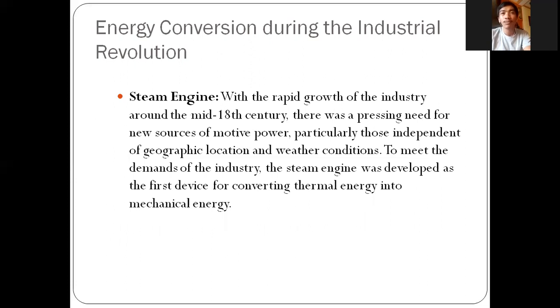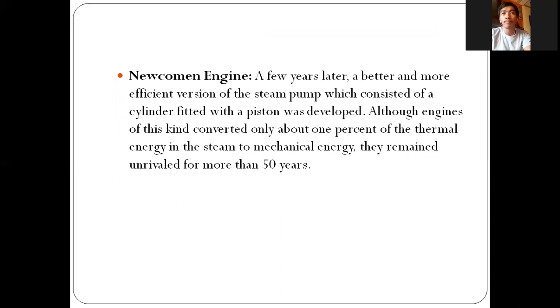Evolution during the Industrial Revolution. First, the steam engine. With the rapid growth of industry around the mid-16th century, there was a pressing need for a new source of motive power, particularly one independent of geographic location and weather conditions. To meet the demands of industry, the steam engine was developed as the first device to convert thermal energy into mechanical energy. The new common engine.